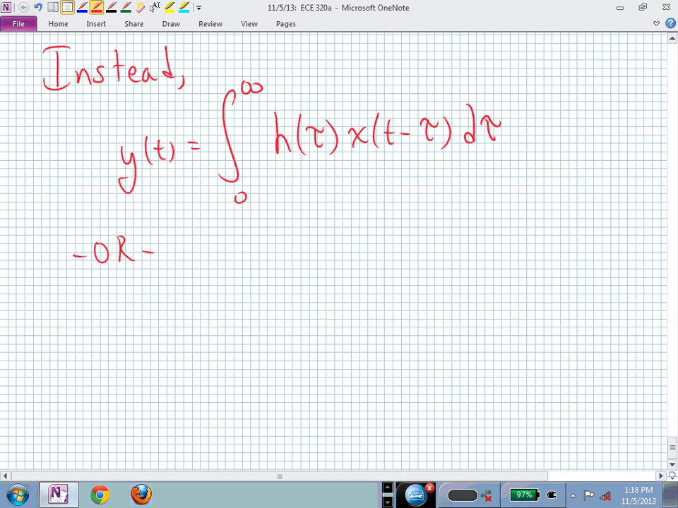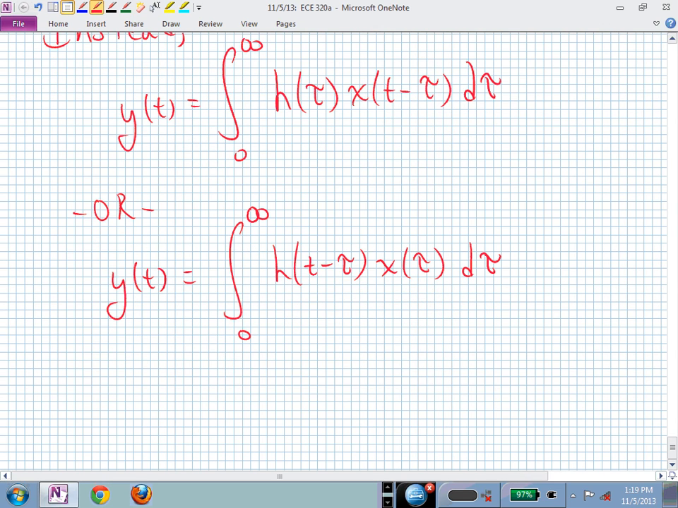But if we didn't want to flip and slide our input x, the output y could be obtained from an equivalent integral, h of t minus tau, x of tau, d tau. Those are equivalent. So it's really whichever signal you would prefer to flip and slide, and then you don't adjust the other one. The result will be the same. Is that clear? So you can flip and slide the input x, or you can flip and slide the impulse response h.